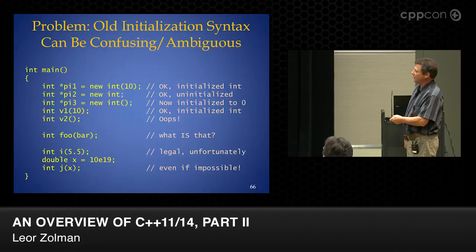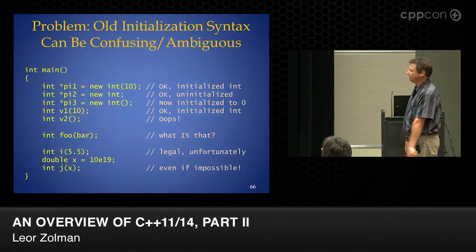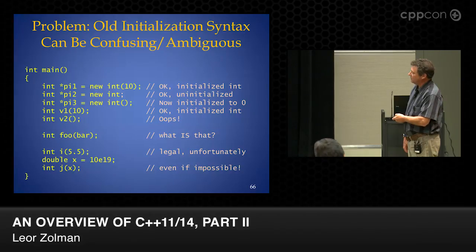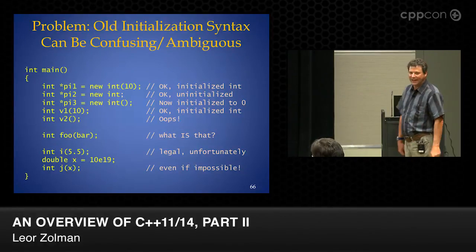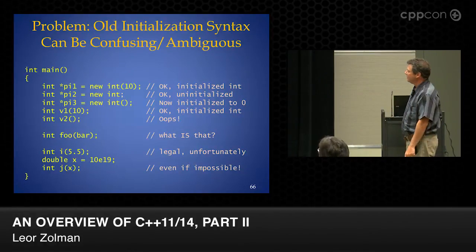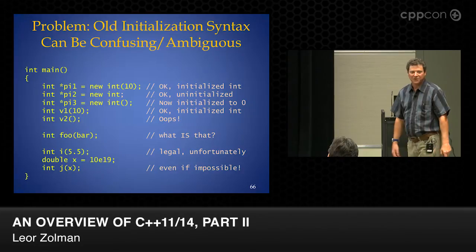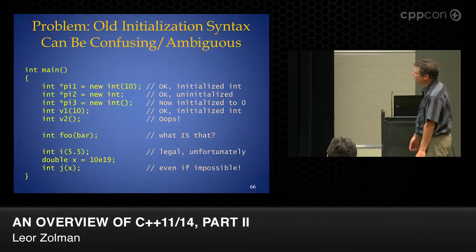It's perfectly legal in old C++ and in new C++ to initialize I, which is an int, with 5.5. Isn't that lovely? It's also perfectly fine to initialize an integer with a value that can't possibly fit. Isn't that lovely? Historical reasons, right? That's just the way it's always been. None of which is very pretty.